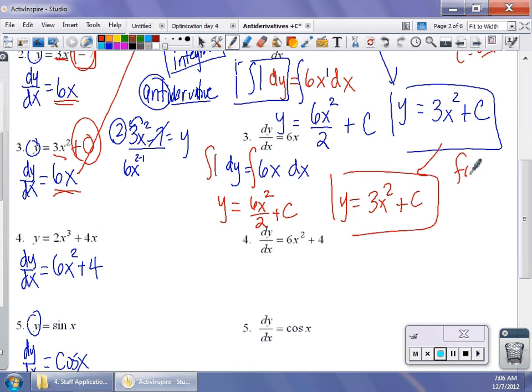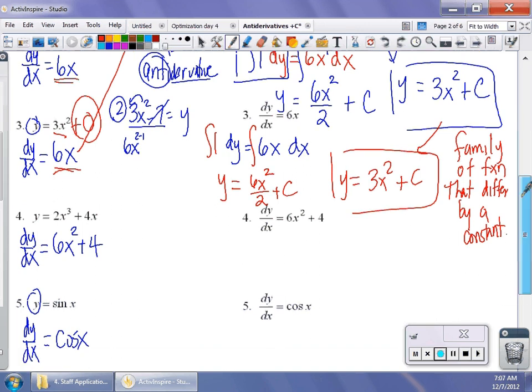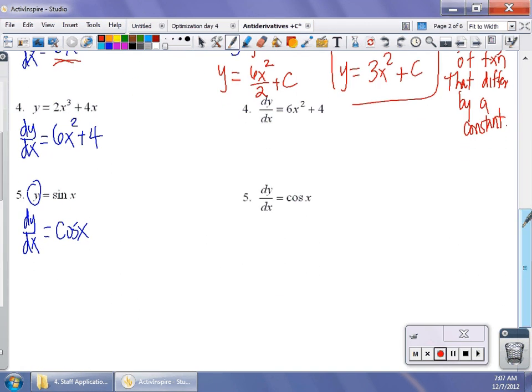So let me just write that. This derivative generates a family of functions that differ by a constant. There are an infinite number of functions that have this same derivative. Problem number 4. We're going to reverse the process, so now we know what to do. We're going to multiply both sides by dx to get the x's on one side and the y's on the other. So I'll have dy is equal to 6x squared plus 4 dx.